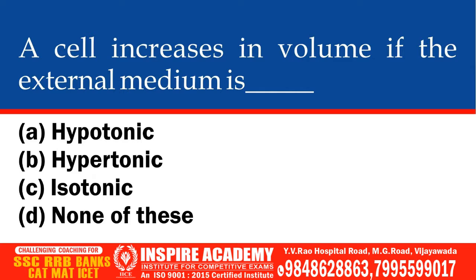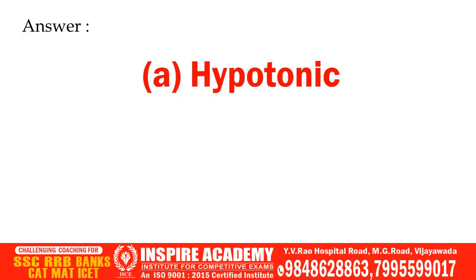A cell increases in volume if the external medium is hypotonic, hypertonic, isotonic, none of these. And the correct option is hypotonic.